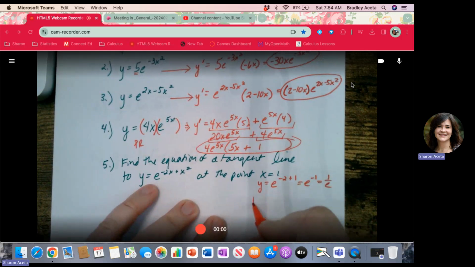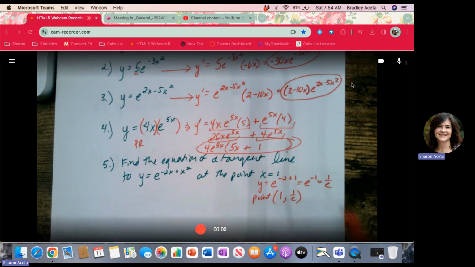So here's your point. Your point is 1 comma 1 over e. That's like a mathematics way of writing it. Engineers would write it with decimals, but mathematicians like it in exact form. All right, now we've got our point.